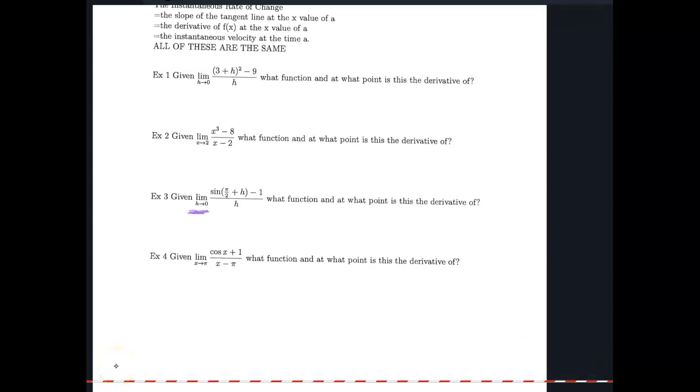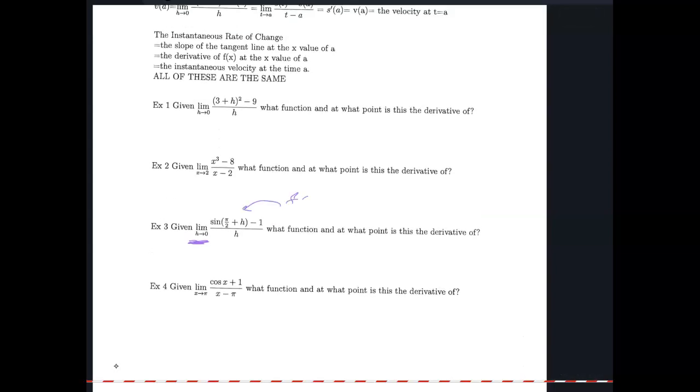Okay, so we recognize this is the definition with h. So that means I'm looking for this to be f of a plus h, and for this to be f of a. Well, you're starting to get the hang of it, I bet. So the a looks like it's going to be pi over 2. So if a is pi over 2, what does the function need to be so that f of pi over 2 gives me 1? Well, I can see that the function looks like it's going to be sine of x. So f of x is sine of x. So that's f of a plus h minus sine of pi over 2, which is 1, all over h.